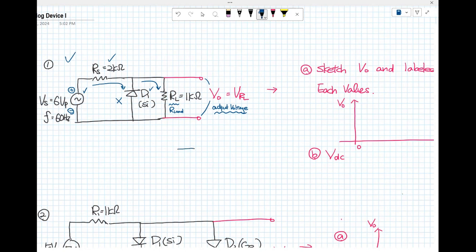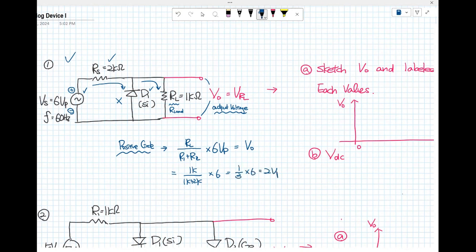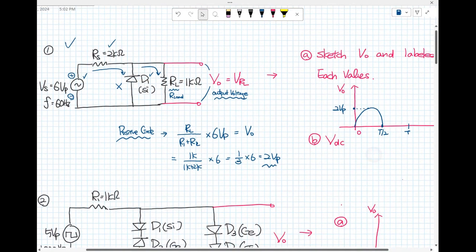That was R sub 1 plus R sub L over R sub L multiplied by the V sub P. That was V sub out. That was the positive cycle. So that was 1K plus 2K over 2K, multiplied by 6. That was 3 over 1 times 6, the 2 volt. Like this one. That is what? 2 volt. And then, okay, so this is the input.